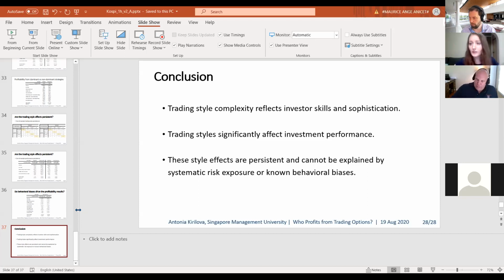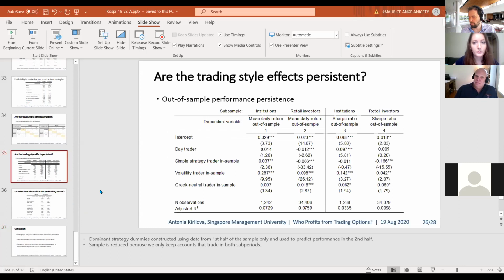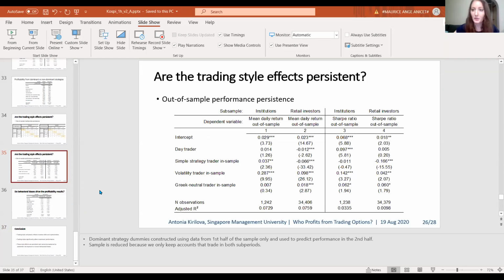So if, as you mentioned, some accounts just get lucky the first time, and maybe they are profitable because of luck, then in the future they might be unprofitable, and that doesn't reflect skill. So that's why we do these out of sample persistence tests to check whether our results are really measuring skill rather than luck. But thank you for your comments. Thank you.